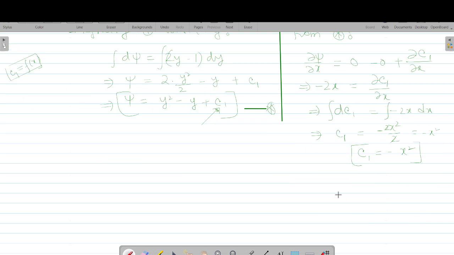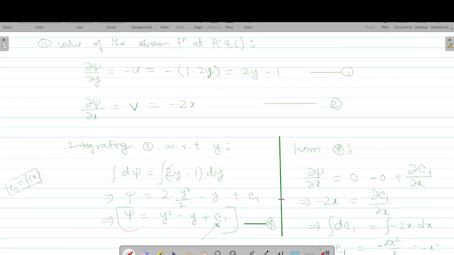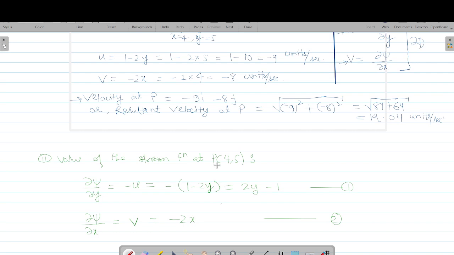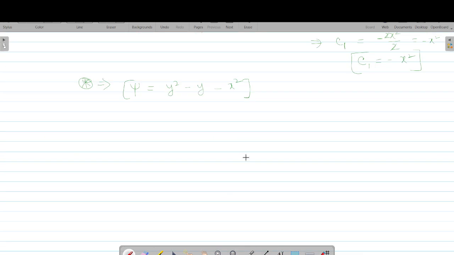And I can very easily use this value here in star. Okay, so from star I get psi is equal to y square minus y minus x square. I have just put in the value of c1, which is negative x square. Are you done? You have found the stream function, but you didn't find the value at the point P(4, 5). At point P(4, 5) you have to find the value of this stream function.